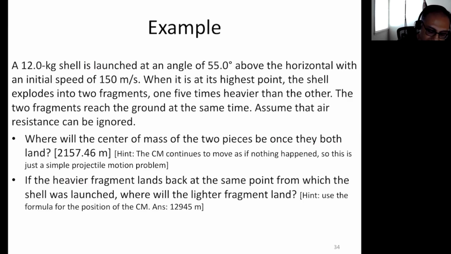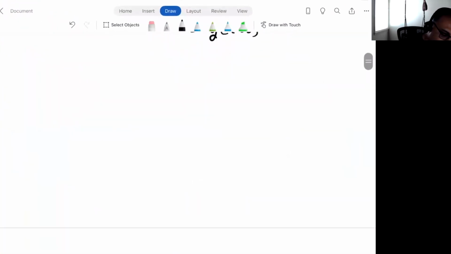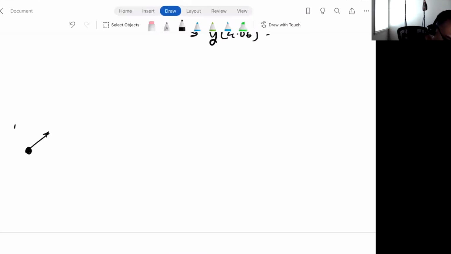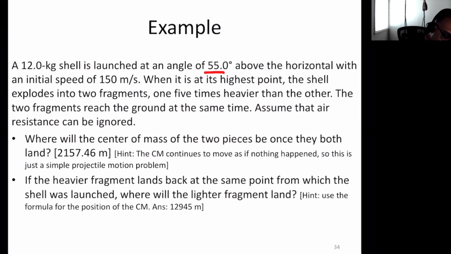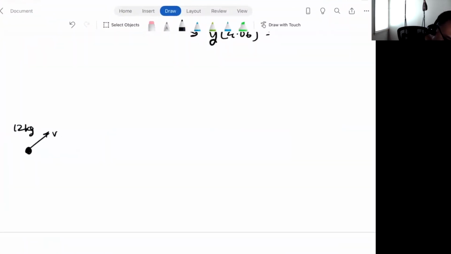All right, so what's happening here is that a shell is launched from a certain point. You know the mass of the shell, I believe it's 12 kgs. And it's launched with a known angle and initial speed. So those are known. Then when it gets to its highest point, this is where it explodes, right? So that's my explosion. And then it breaks up into two pieces.